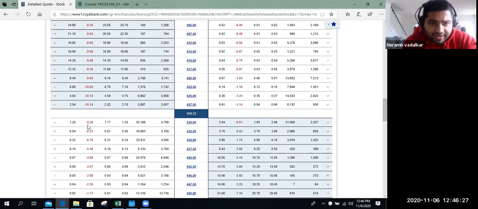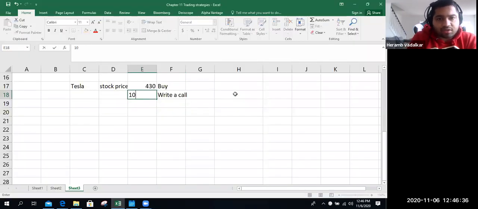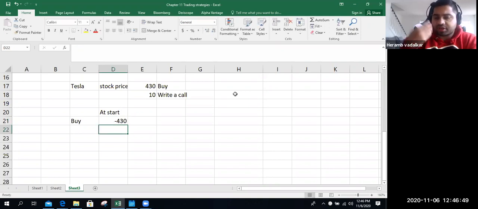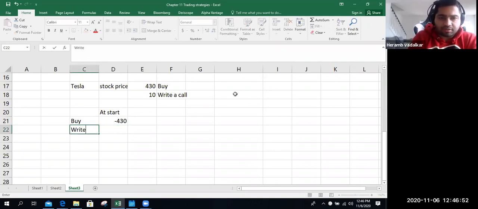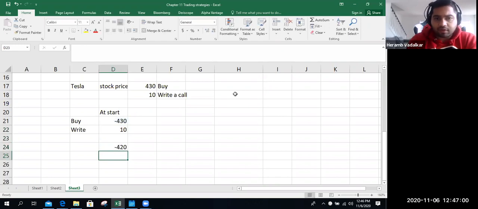So we'll write this call. This call is traded at $9. Let's say 10. So we'll write a call of $10. Okay. So at start, we buy the stock. So minus 430 because money is going out of the pocket. We write an option. So we get $10. So at the start of this position, we pay $420.